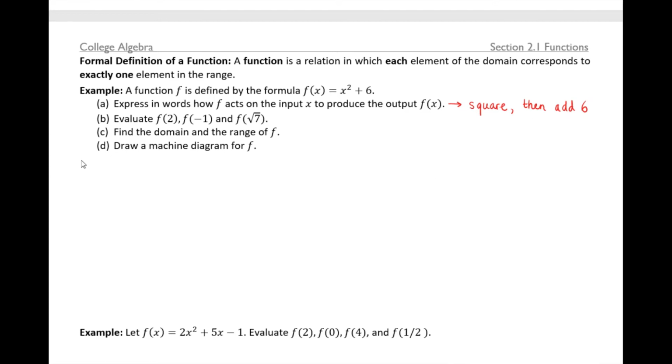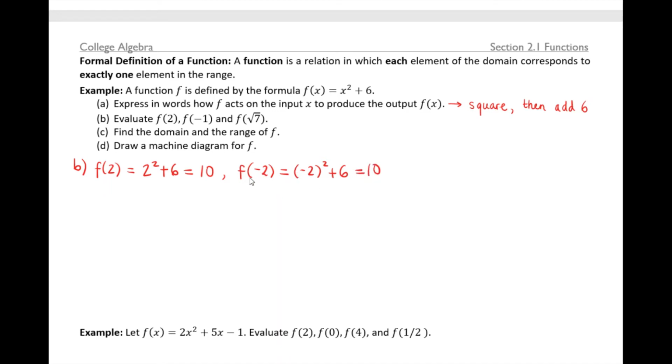That's part A. Now for part B, f of 2 means you plug in 2 for x, so it's going to be 2 squared plus 6. So that's 4 plus 6, which is 10. I just want to say if you plug in f of negative 2, you will get the same number: negative 2 squared plus 6. Negative 2 squared is 4, so you get 10.